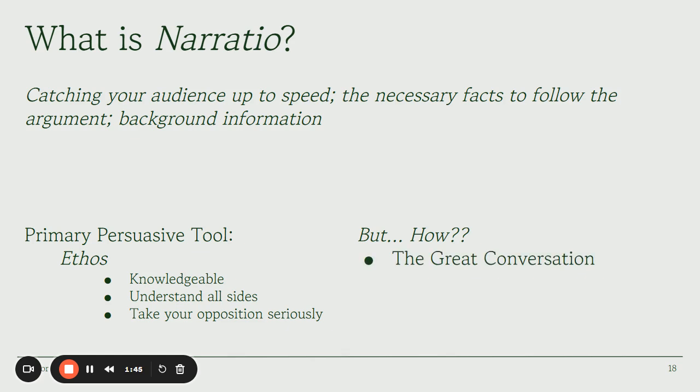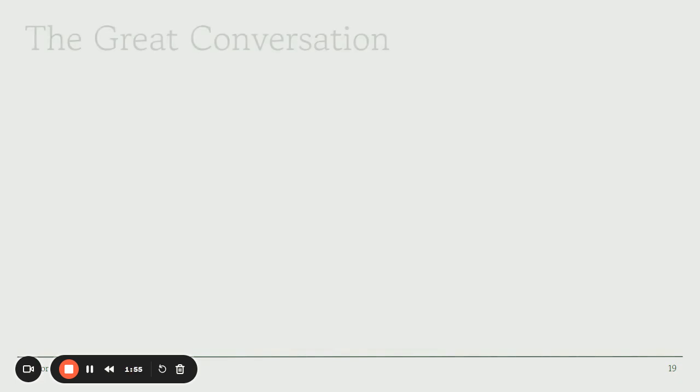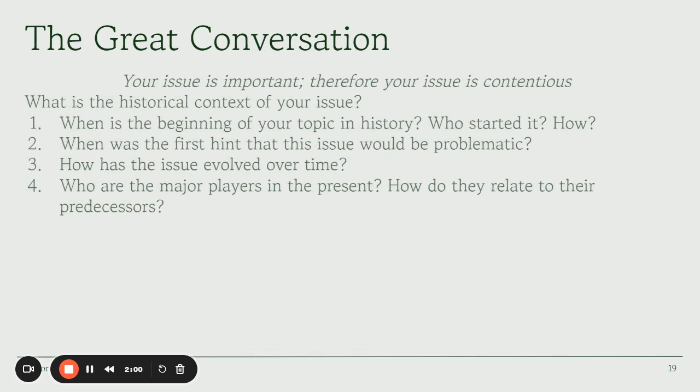First, you want to consider the history of the great conversation as it pertains to your topic. And second, you want to use stasis theory. Let's take these individually. In exploring the history of the great conversation, you want to recall that you're taking up an important issue. And because your issue is important, it will be contentious.